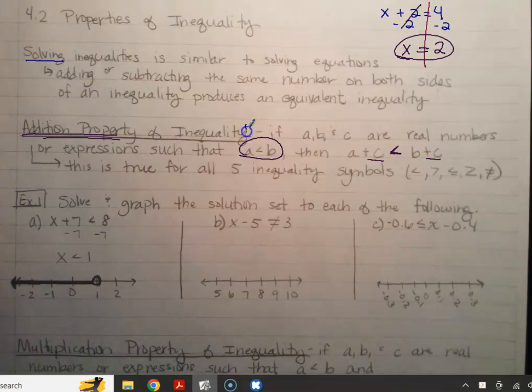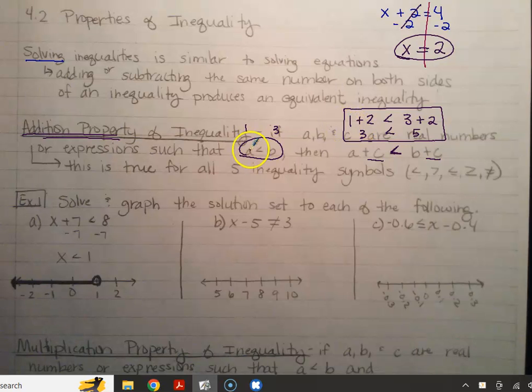Let's say a is 1 and b is 3, okay? And let's say c is 2. 1 plus 2 is less than, b was 3, then 3 plus 2. Well, 1 plus 2 is 3, and 3 is still less than 3 plus 2, 5. This is still true, right? This is just a numerical example of what this is talking about, okay? Because a was 1 and b was 3, and 1 is less than 3. So when we add c, another value, it's going to stay the same.